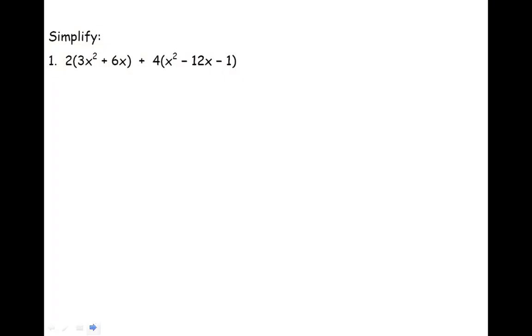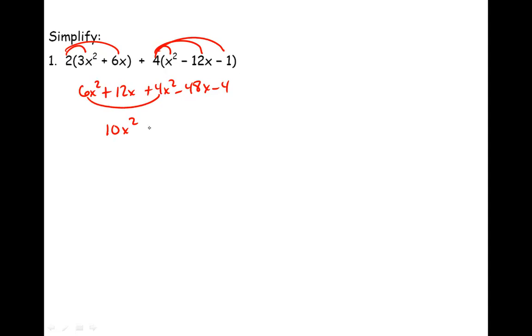So here's the Unit 3 review. Simplify. First thing I recognize I need to distribute. Distribute into 4. After I do that, I want to go ahead and combine like terms. And then I'm finished.